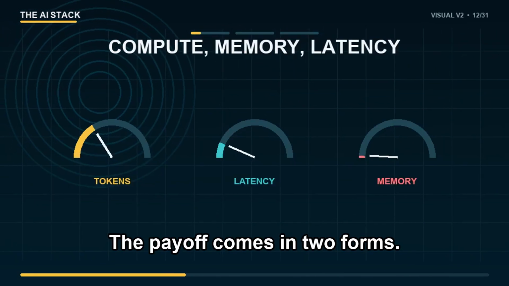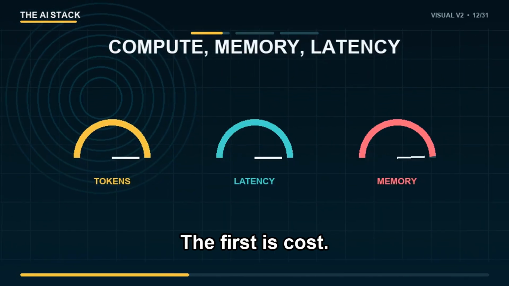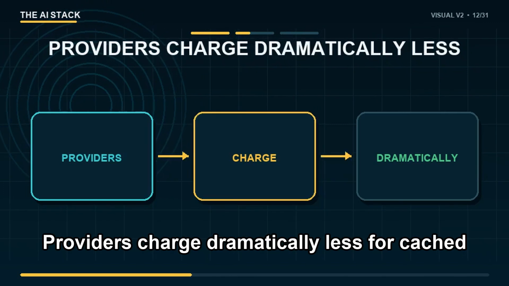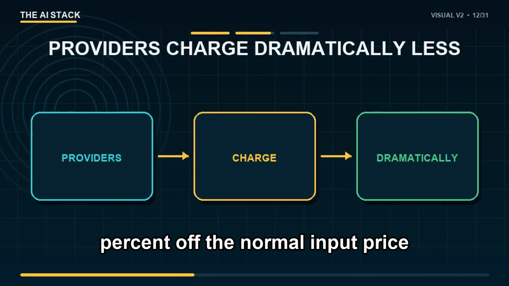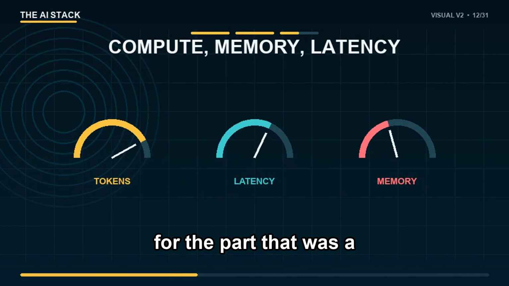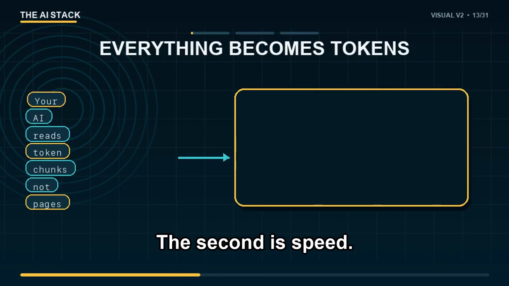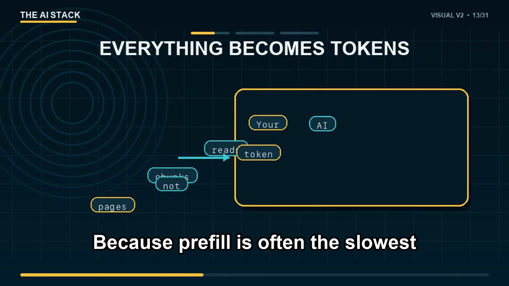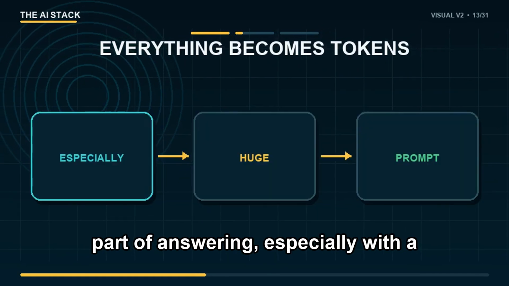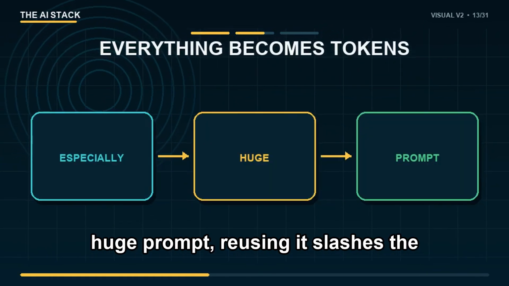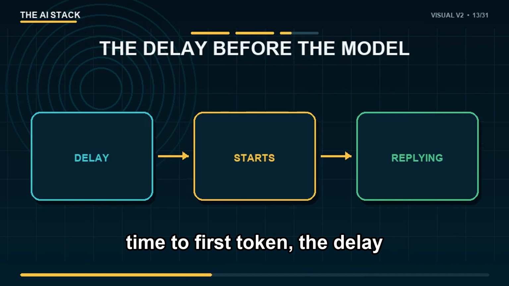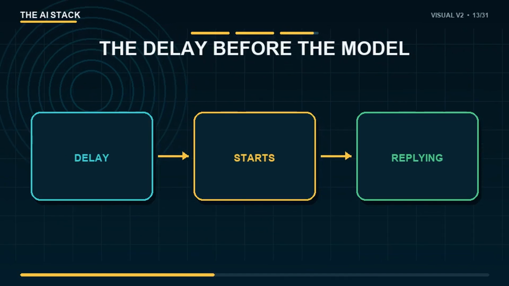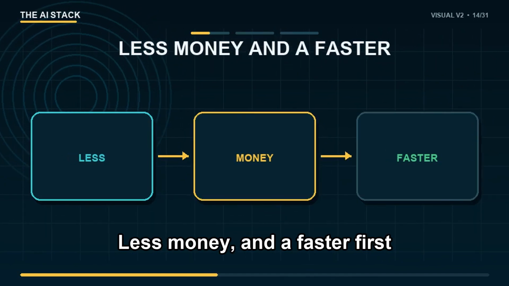The payoff comes in two forms. The first is cost. Providers charge dramatically less for cached input, on the order of 90% off the normal input price for the part that was a cache hit. The second is speed. Because pre-fill is often the slowest part of answering, especially with a huge prompt, reusing it slashes the time to first token, the delay before the model starts replying. Less money and a faster first word.